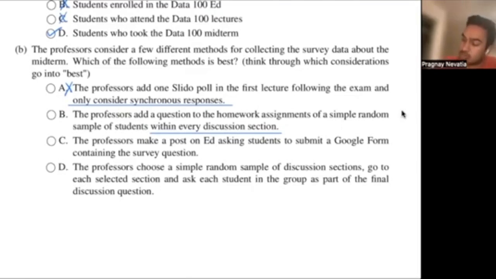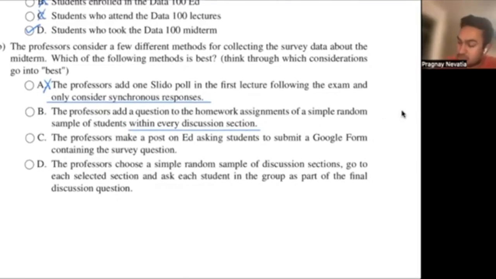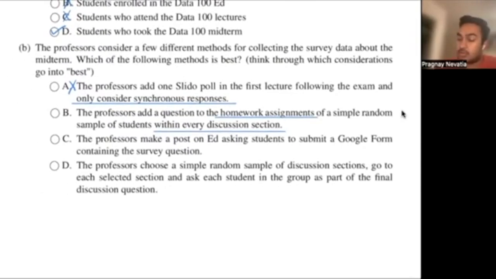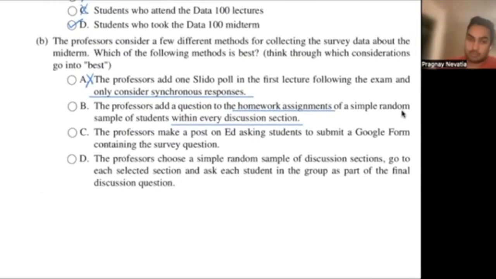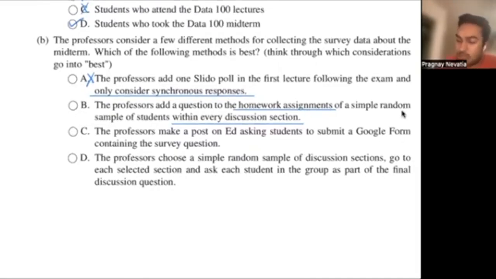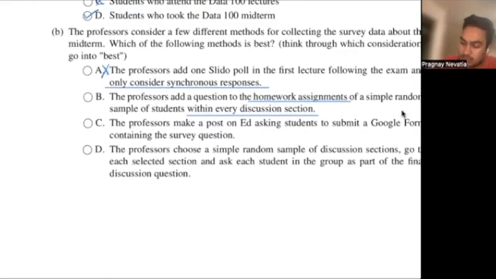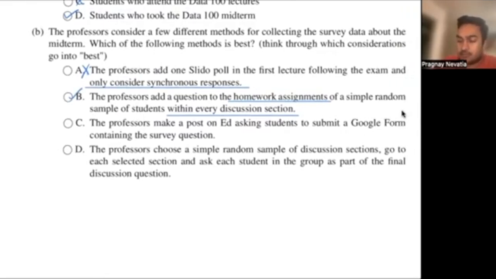And again, homework is something that everyone does for the most part, since there's no drops. So B seems like a good way to sample. Again, students might not do the homework assignments. This semester, some students are not taking discussion, not in a discussion section, so this might not work out. So there are limitations, but it still seems to be a valid method. So I'm going to place a tick mark here.